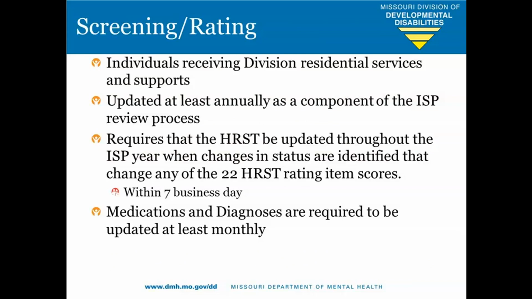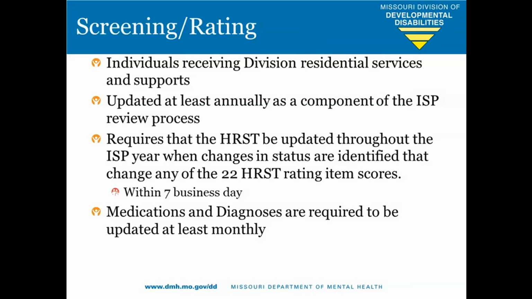Okay, so this slide describes who gets screened and when. The HRST is updated at least annually as a component of the ISP review process. So at least annually at the time of the ISP planning month and before the ISP implementation date. The process also requires that the HRST be updated throughout the ISP year when changes in status are identified that may change any of the 22 HRST rating item scores. When changes in health status are identified, the assigned rater within 7 business days will update the applicable HRST rating items for which the change in health status applies.